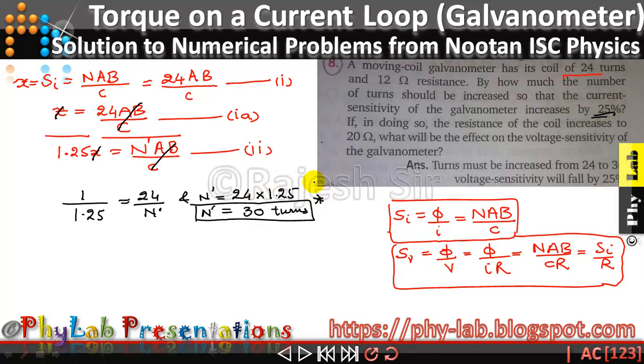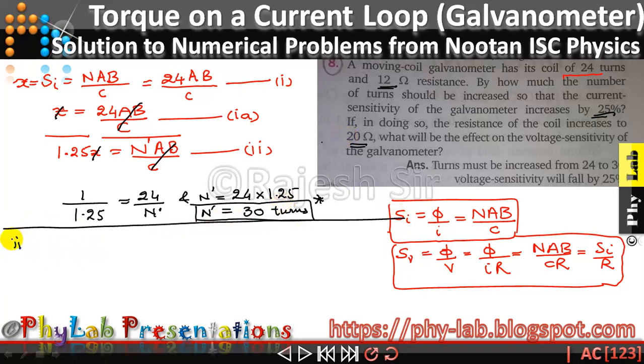Now the second part says that while doing all these things, the resistance of the galvanometer gets increased by 20 ohm. So initially the resistance was 12 ohm, isn't it? The new resistance now becomes 20 ohm. So let's see how these two things come into play.